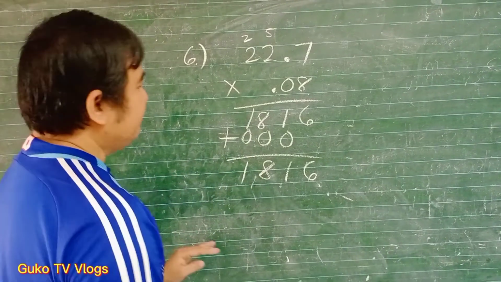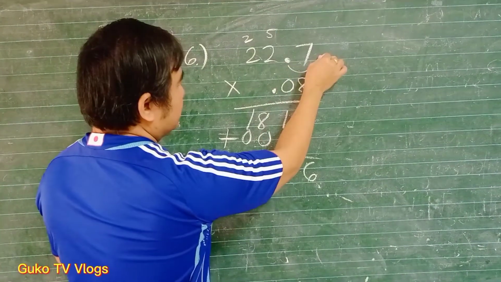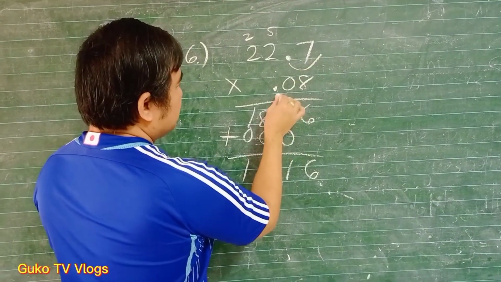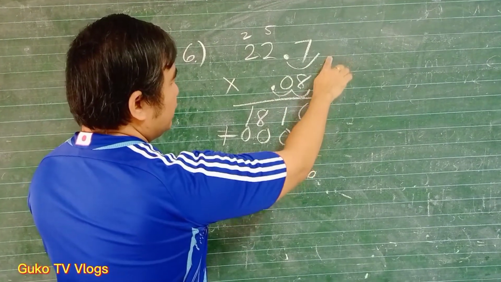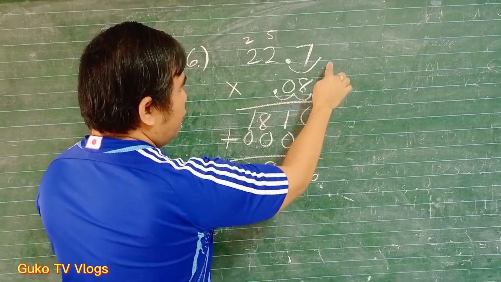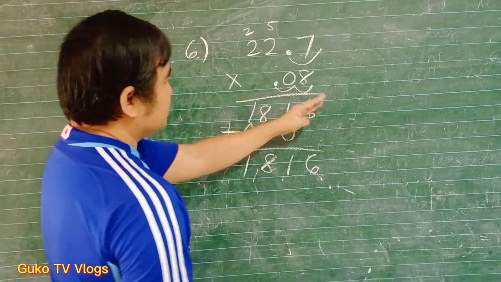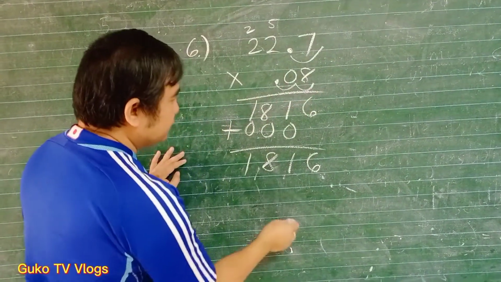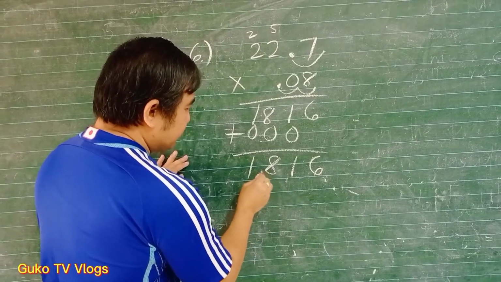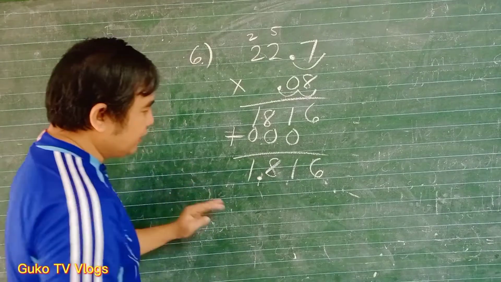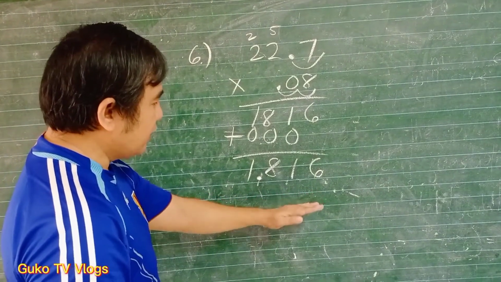So count the number of decimal places. Here we have 1. In the bottom we have 1, 2. So here we have 1, here we have 2. So 1 plus 2, that is 3. So meaning we have 3 decimal places all in all. So we have to count 3. 1, 2, 3, then put the decimal point. So the answer here is 1 and 816 thousandths.